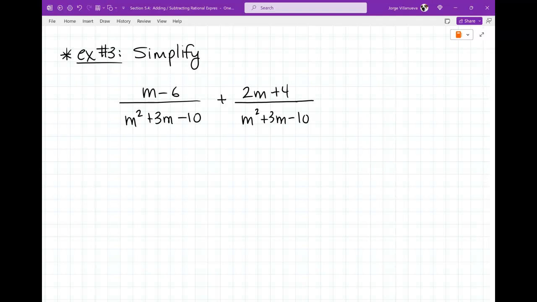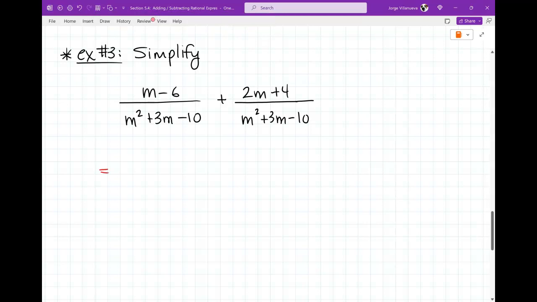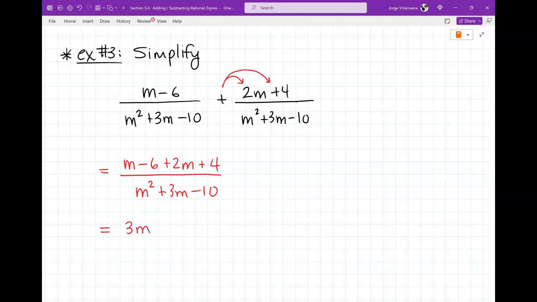So this one looks like it could be difficult to do, but again, just follow the rule, right? The rule says if you're adding 2 fractions that have the same denominator, then you're going to keep the denominator. So notice I didn't do anything special with the bottom part. And then you're just going to combine the numerators. Now this is a plus, so when I distribute it, it will not change anything. So it's going to be m minus 6 plus 2m plus 4. So combine your like terms on top. So m plus 2m, that's 3m. Negative 6 plus 4 is negative 2.